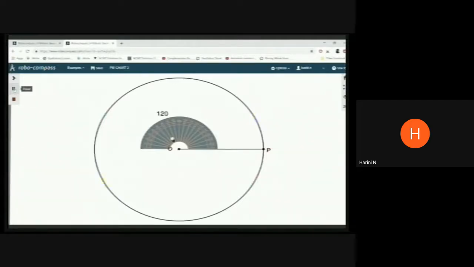Okay. So see, the 120 is marked. You should be very careful when you keep your protractor along OP. You want an obtuse angle which is 120. So 0 starts here, you go to 90, 120. So that is marked there.